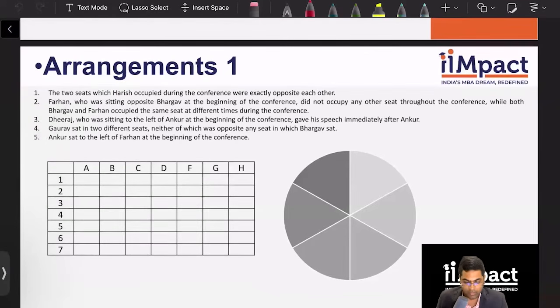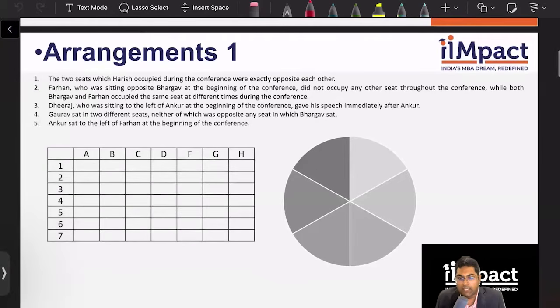Okay. So obviously, I need to understand not only the arrangement that they have at the beginning of the conference, but also the order of speaking, because that is going to be a big element in deciding this arrangement throughout the conference. Okay.